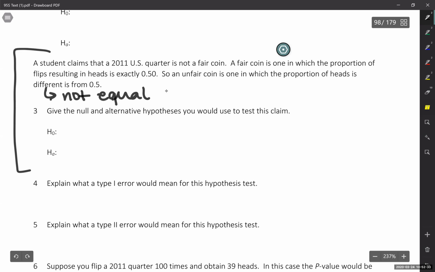And so we're talking about a proportion here, and our null, no, I like to start with the claim. Our claim is that it is different from 50%. So our null is going to be that same setup, but with the equal sign.